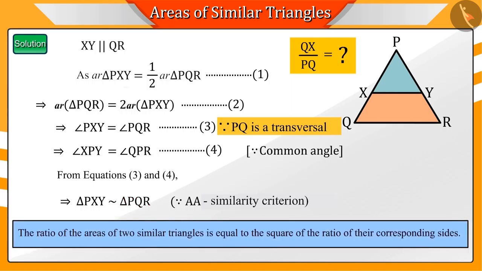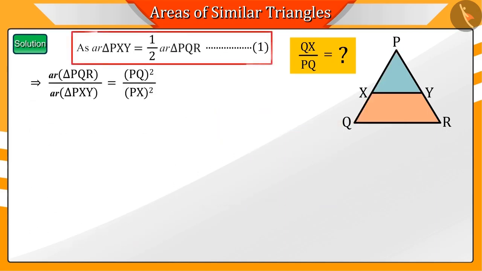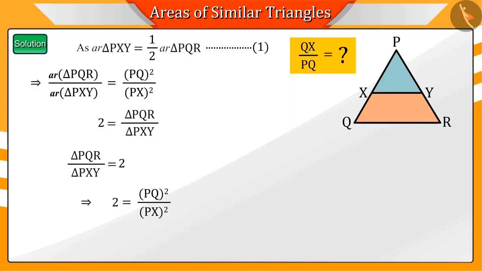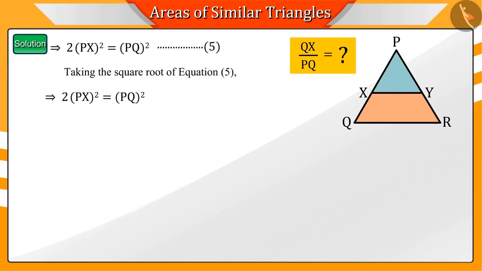Since we know that the ratio of the areas of two similar triangles is equal to the square of the ratio of their corresponding sides, hence, from triangles PXY and PQR, we see that the ratio of their areas will be equal to the square of the ratio of their corresponding sides PX and PQ. With the help of equation 1, we see that by taking the square root of both the sides, we get the square root of 2 multiplied by PX is equal to PQ.